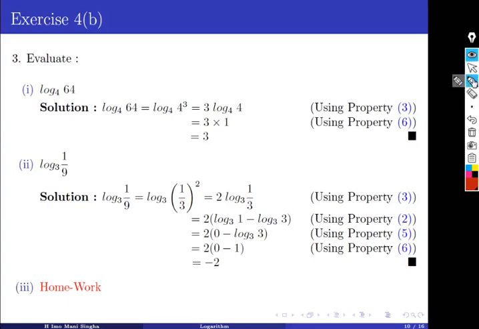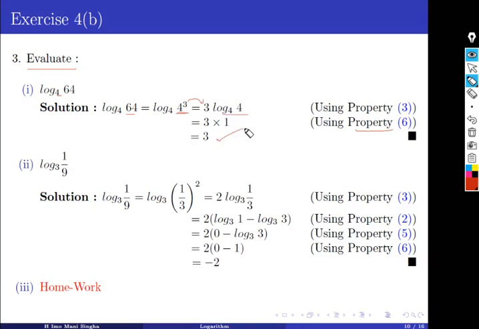Next, these are some exercises, 4b, question number 3. Evaluate log of 64 with base 4. Then this 64 I can write as 4 to the power 3. So by property 3, the power will come as multiplication, and log 4 base 4 by property 6 is equal to 1. So ultimately the answer is 3.